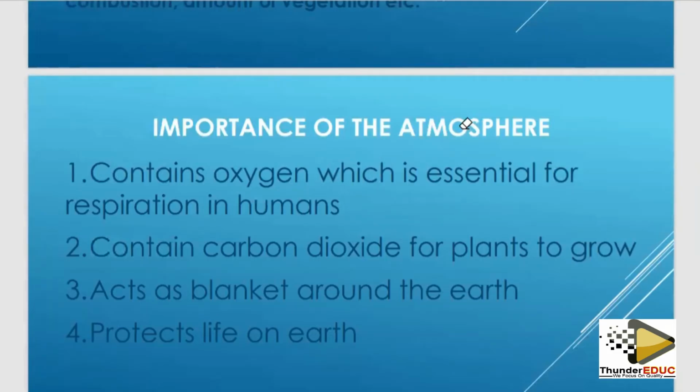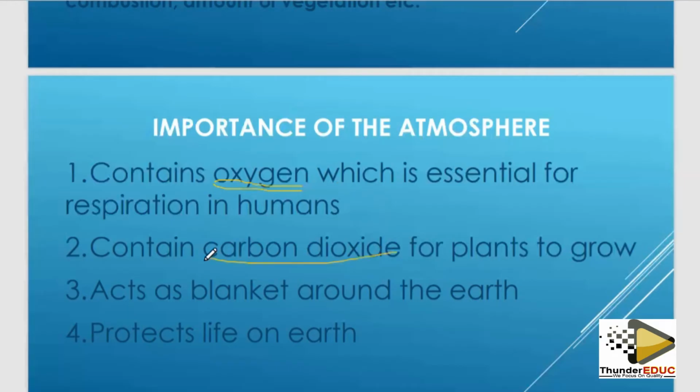Right. The first one, which is most definite, is it contains oxygen, which is essential for respiration in human. The process of respiration, we have described it prior to this. It means if there wasn't the atmosphere with its composition of oxygen, then life on Earth wasn't going to be possible, because without oxygen, humans cannot respire, and without respiration, there is no life. So the atmosphere plays a very big role in providing oxygen for the sustenance of human life on Earth's surface, and also contains carbon dioxide.